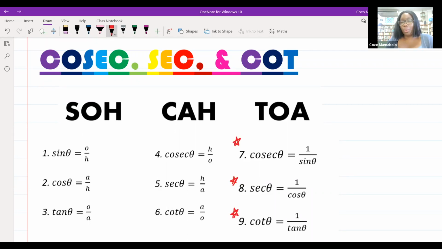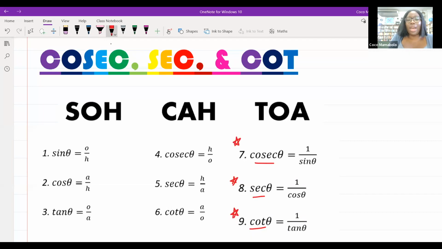All right. So when somebody says cot of something, what they're actually saying is take the 1/tan of something. And if they say the sec of something, they mean take the 1/cos of something. And if they say cosec of something, they're saying take the 1/sine of something.